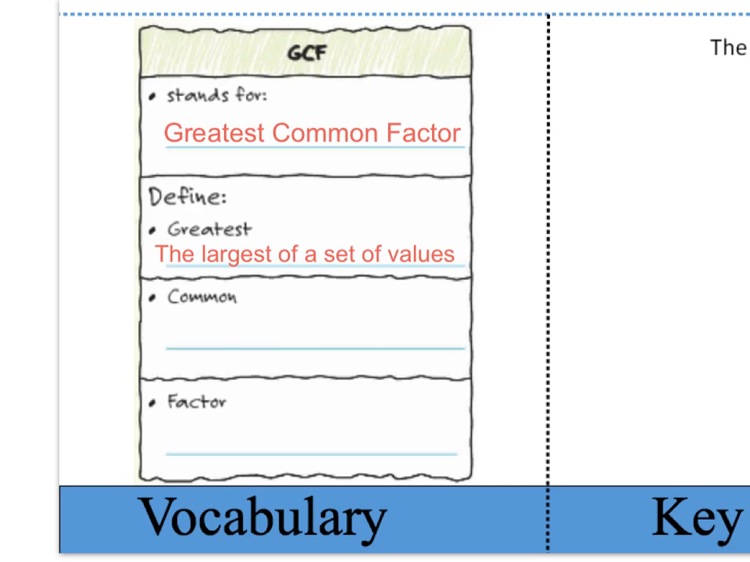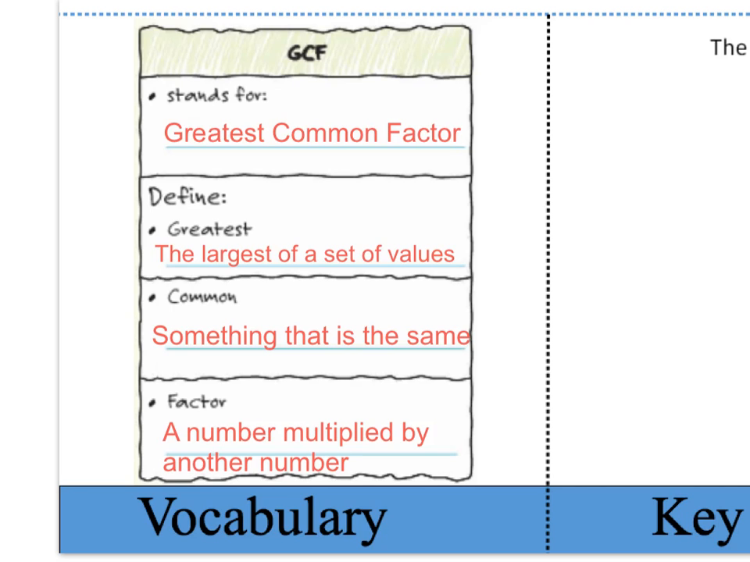Common means something that is the same. And factor means a number multiplied by another number. So for example, 2 times 3 are factors that make 6. So 2 is a factor and 3 is a factor that make a product of 6. So 2 times 3 are factors of 6.